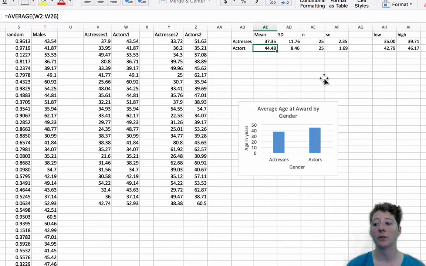Before, when we wanted to display the difference between two means, we just plotted the averages as columns. But from now on, we need to include a measure of variability on the graph. And this allows the reader to see not only the difference between the two group means, but also how much the ages in the sample vary around each of these means. And we can do that with error bars.